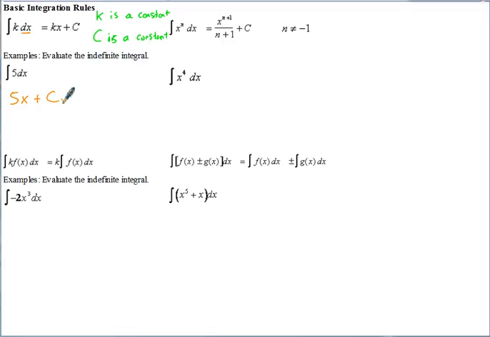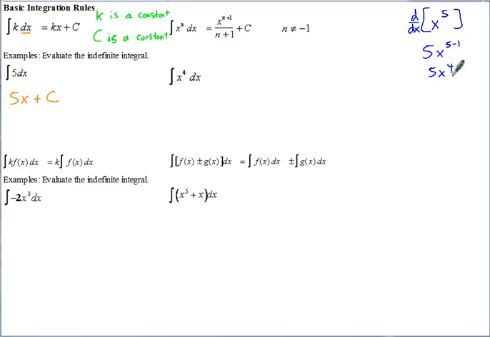And then the reverse of the power rule, let's slow down and think about how the power rule works. Let's say we had x to the 5th, for instance, and we were taking the derivative of that. Well, you'd bring down the 5, and then you'd reduce the exponent by 1, right? Subtract 1 from it, so it becomes 5x to the 4th.